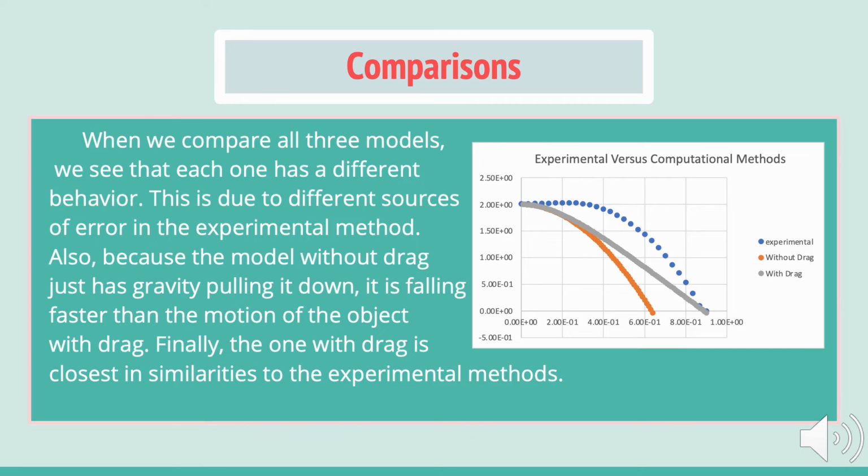Whenever we compare all three models, we see each one has a different behavior. This is due to different sources of error in the experimental method. However, because the model without drag just has gravity pulling down, it is falling faster than the motion of the object with drag, and the one with drag is going to be closest in similarities to the experimental one.